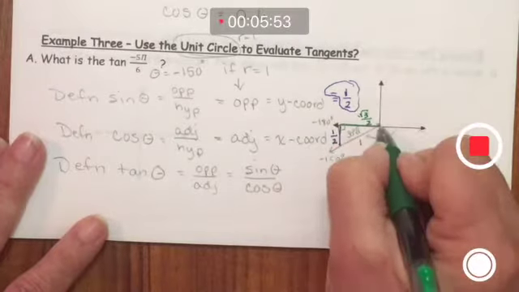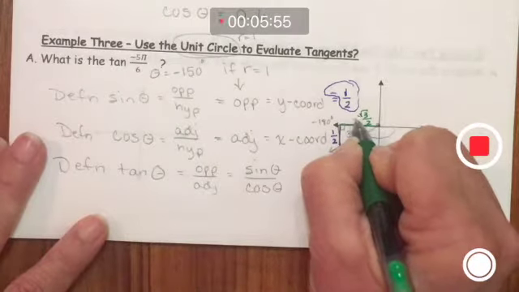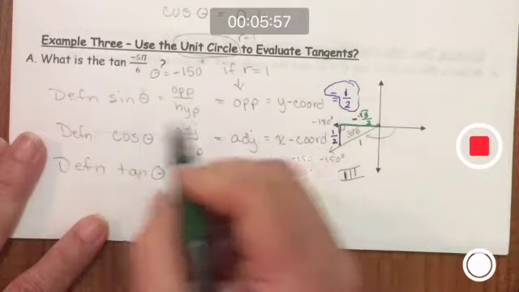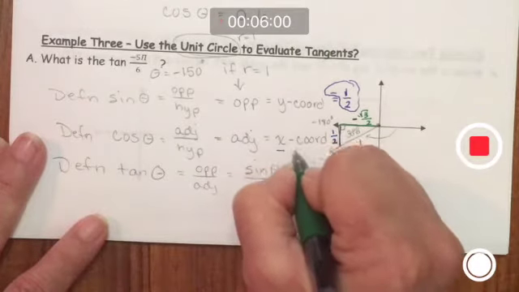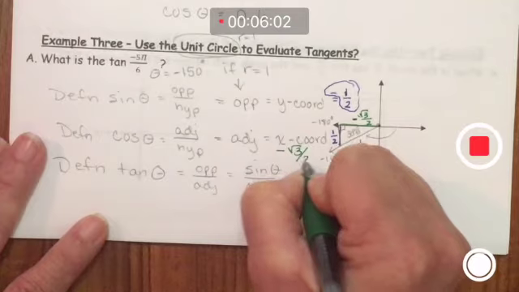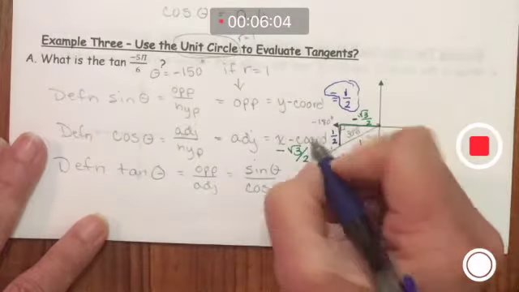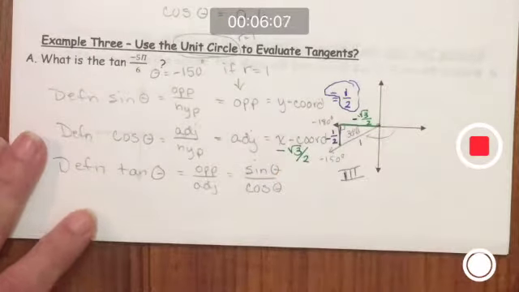Now, is it positive or is it negative? Well, again, here's my origin. I'm headed to the left. This is going to have a negative value, so my cosine is going to be negative square root of 3 over 2. Let me put my negative right here with this 1/2 as well.